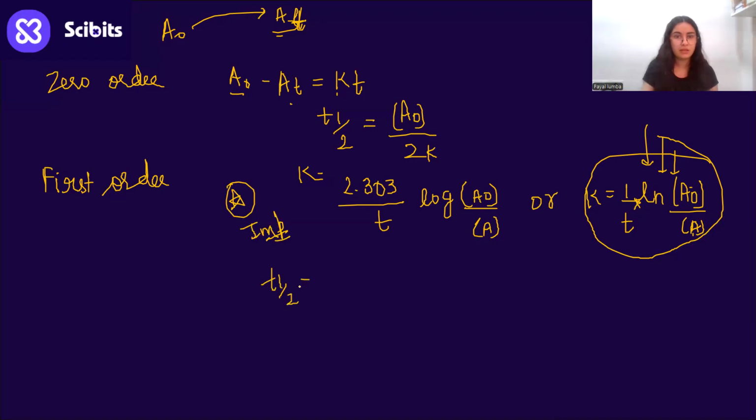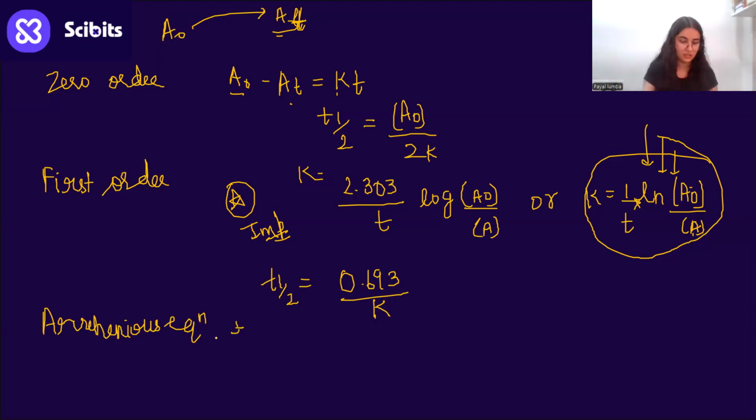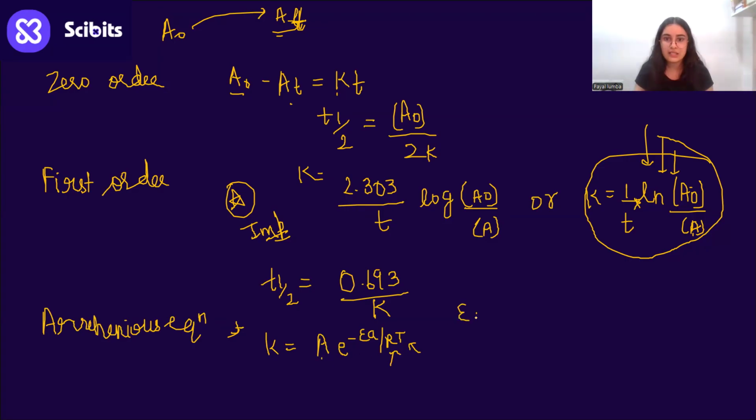Okay, if you want to calculate the half-life of a compound following a first order reaction, then it is 0.693 by K. Okay, there is one more equation, the Arrhenius equation, which is related to the activation energy. Rate constant is equal to A, the Arrhenius constant, times e to the power minus Ea by RT. R is the universal gas constant, T is the temperature, A is the Arrhenius constant, and Ea is the activation energy for the reaction.